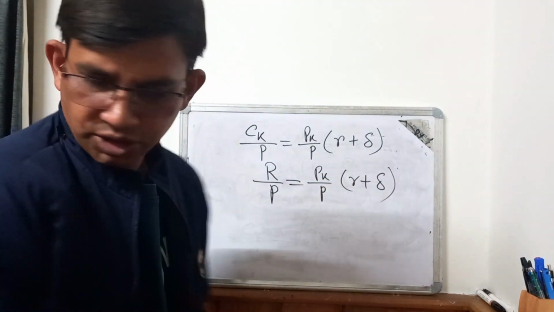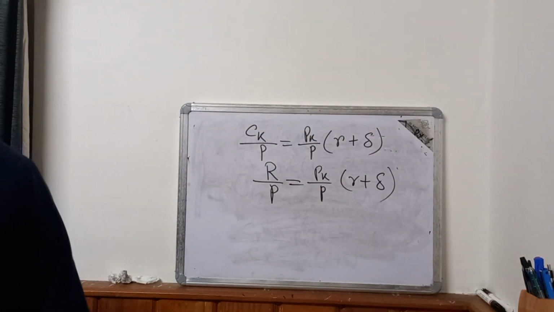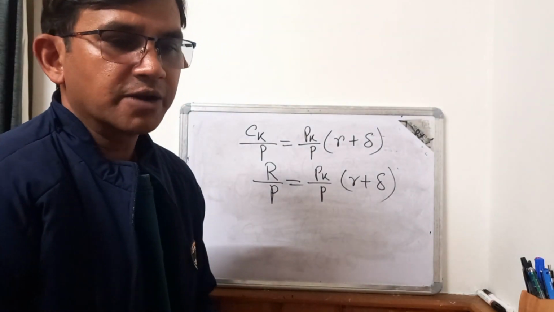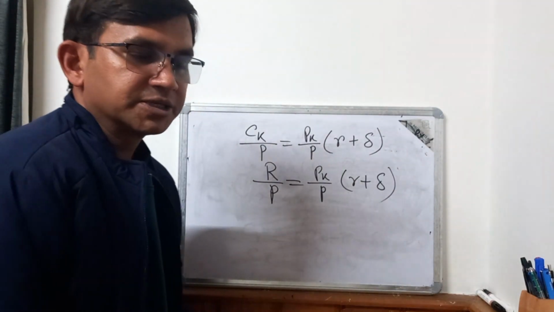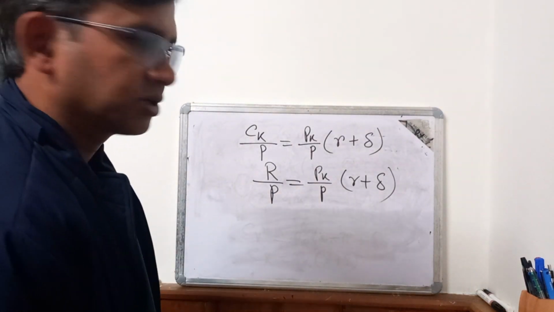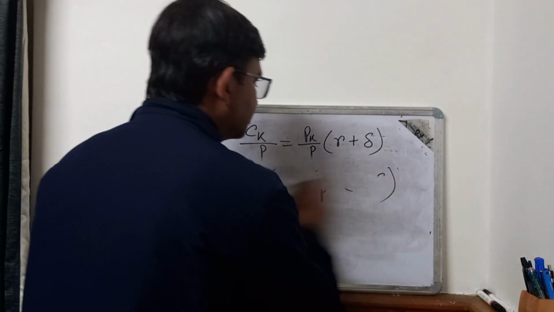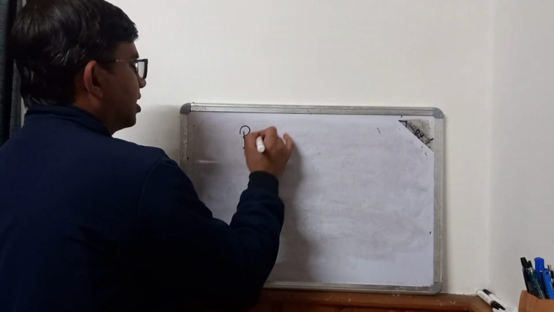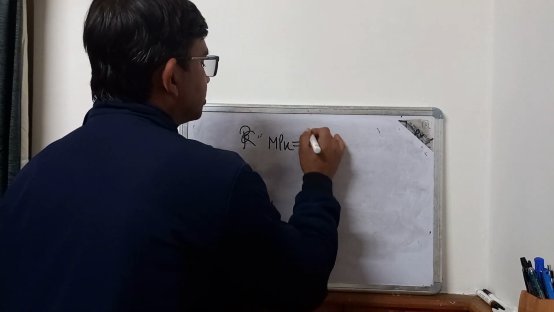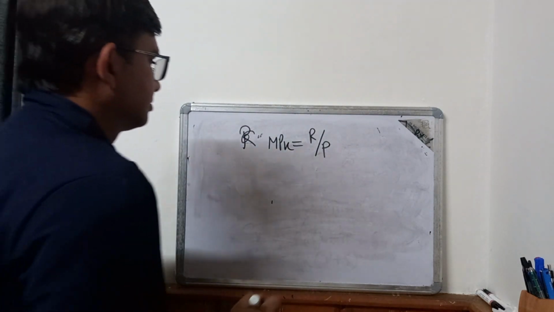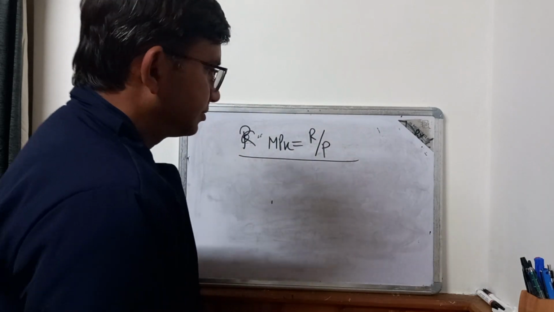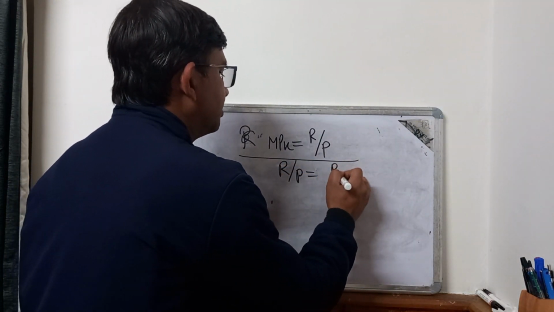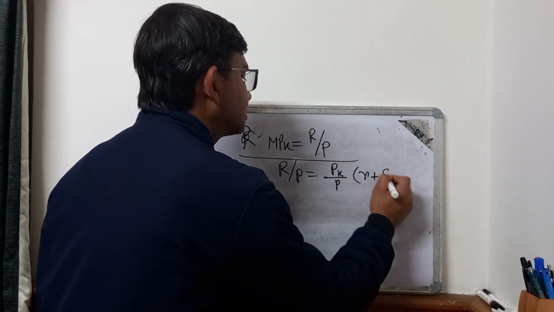So we have considered both the renter firm and the production firm equally. Now if we consider there is no difference between renter firm and production firm, the firm itself purchases the capital and utilizes it for the purpose of production. So what we will find in this case, for the case of a production firm, the condition is what? MPK equals R by P. For the case of production firm, we see R by P equals PK by P into R plus delta.